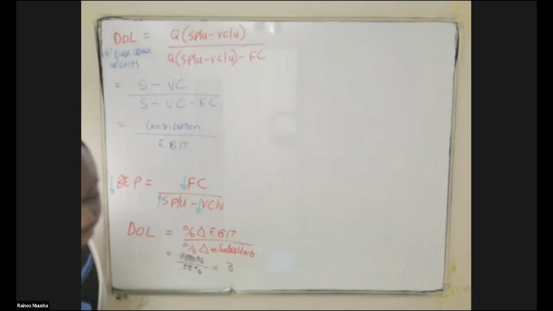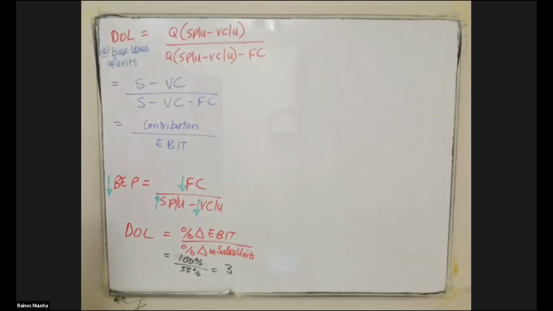It's about 3, isn't it? So whether you use this formula or you use it at the base level of units, you should be able to get the same amount. Are we on the same page? Any questions? Anyone lost?